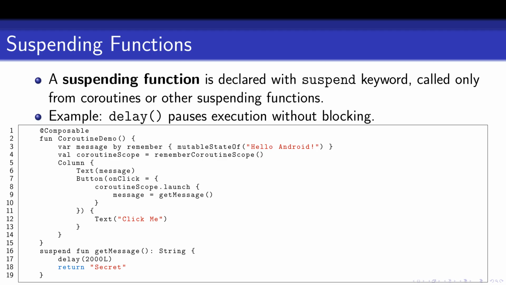When you want a function to pause without blocking, you use a suspending function. Declared with the suspend keyword, these functions can only be called from coroutines or other suspending functions. For instance, calling delay inside a suspending function lets the system do other work while waiting. It's a lightweight, thread-friendly way to wait for tasks to finish.